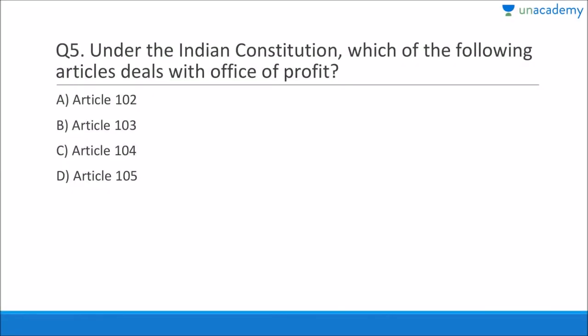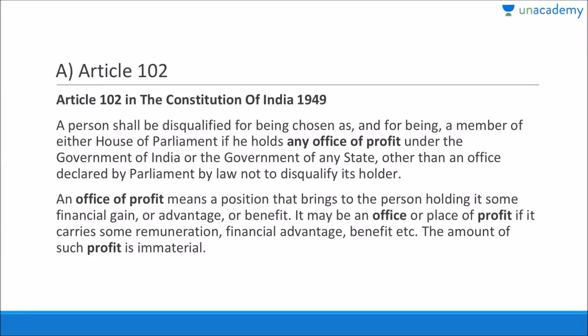Question number 5, under the Indian Constitution, which of the following article deals with the office of profit? Our answer here is A, Article 102. So Article 102 in the Constitution of India states that a person shall be disqualified for being chosen as, or for being, a member of either House of Parliament if he holds any office of profit under the Government of India or the Government of any state, other than an office declared by Parliament by law not to disqualify its holder.